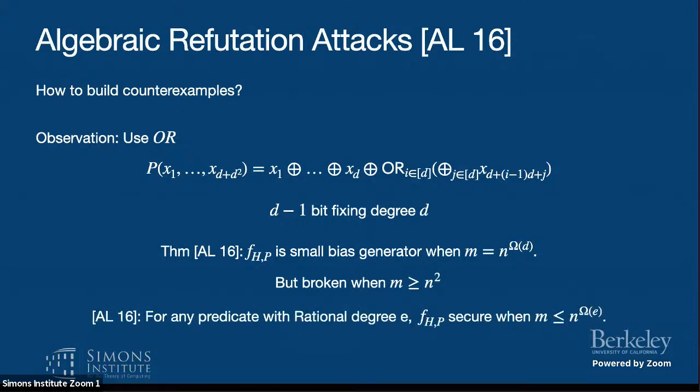Here again, in this algebraic, polynomial calculus based refutations, Applebaum and Lovett showed a really nice theorem showing that if the rational degree E is high, then you get a stretch of n to the E with respect to algebraic attacks. But here as well, there is a huge gap between what you can prove secure and what you can attack. And I'm going to bring exact constants in just a minute.